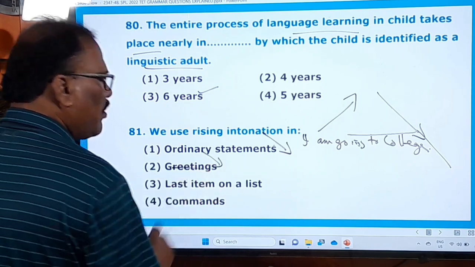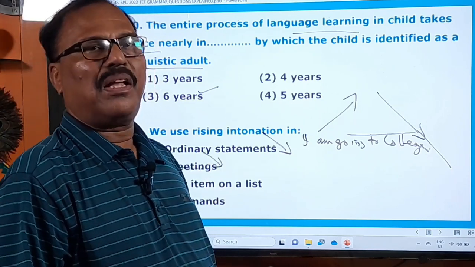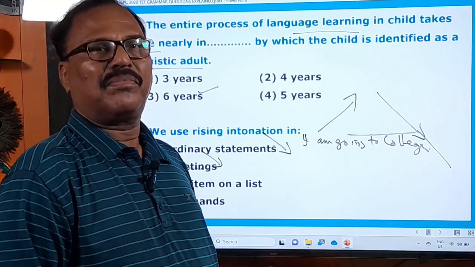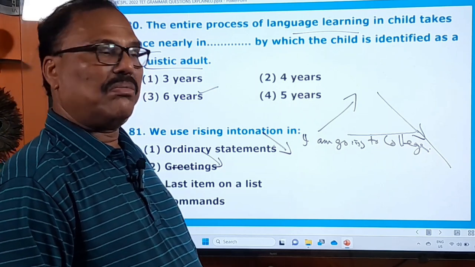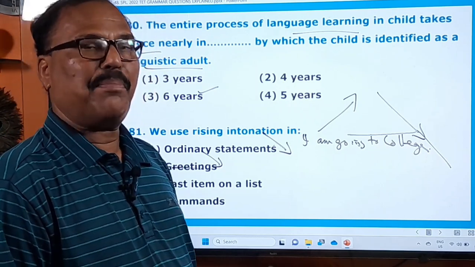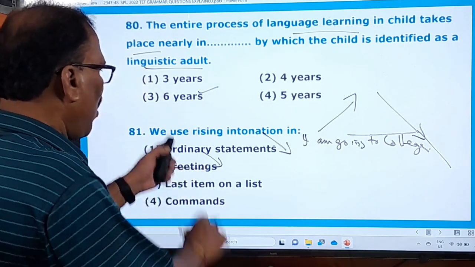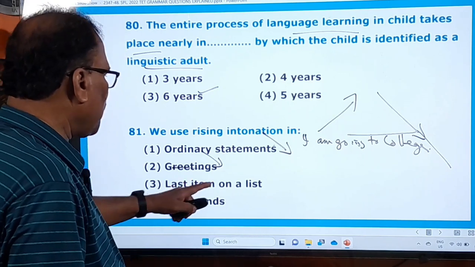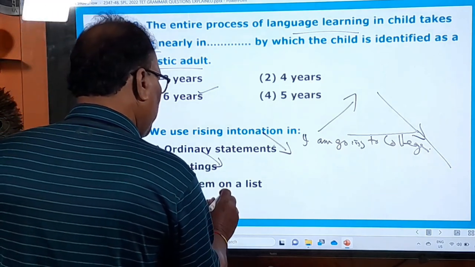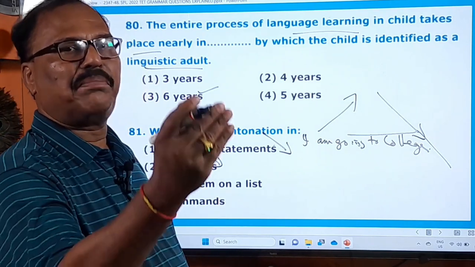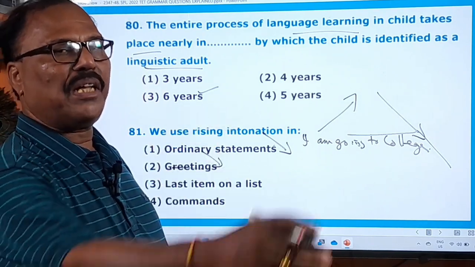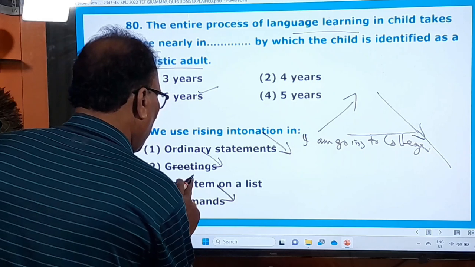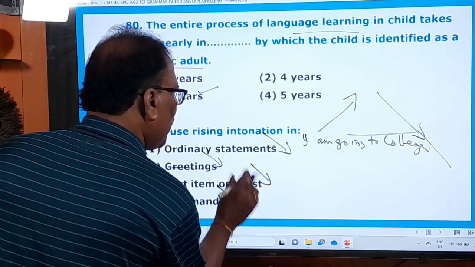Greetings also take falling intonation. Happy birthday to you. Many, many happy returns of the day. Happy New Year. Happy Diwali. So these are all greetings. At the end of them, you fall down. Then commands. Commands means come here. Stand up. Come here. Put that on the table. Get me a glass of water. These are all commands. So they also take a falling intonation. And the last item on the list also takes the falling intonation, not the rising intonation.